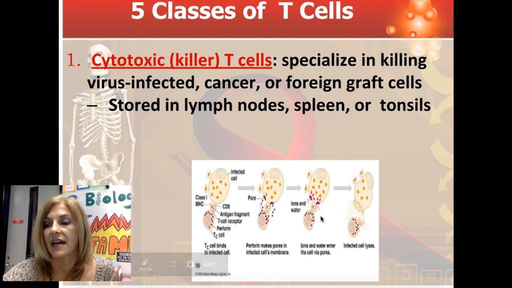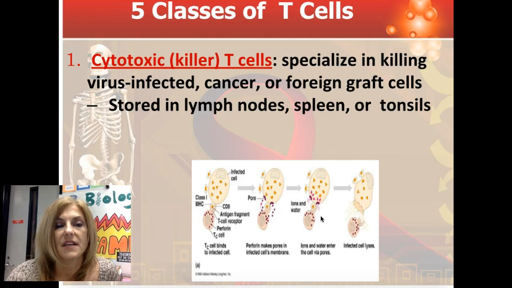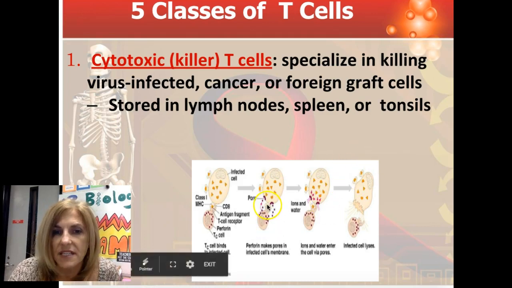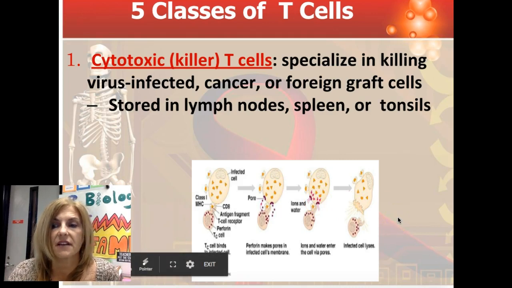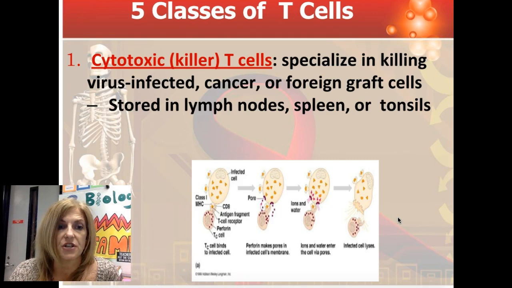At the same time, the killer T cell is releasing an enzyme called a granzyme. The granzyme goes inside those pores as well and causes apoptosis. So that is how the killer T cell works. So the killer T cell is in charge of the destruction of foreign invaded cells, which might be virus-infected cells, cancer cells, or a transplant cell.